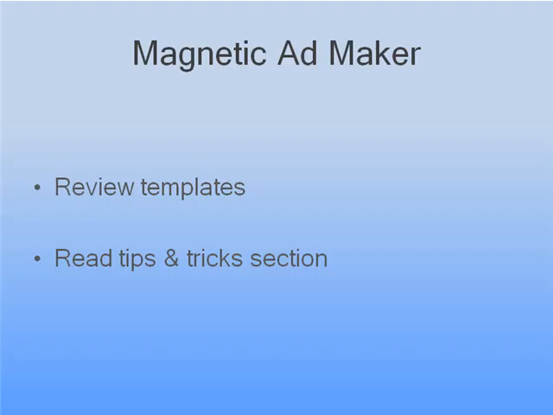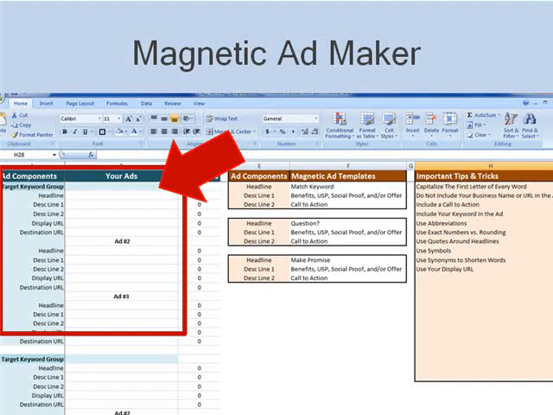Go to the Magnetic Ad Maker tab of the Ad Planner template, and you'll see the magnetic ad templates, tips and tricks, powerful words, and proven ad phrases to help you get started. Review that information first before you start creating your ads. Then the first step is to enter your target keyword groups. For every group, we're going to create 3 ads to start testing. Once you have your target keyword groups, then you'll simply type your headline, description line 1, and description line 2.